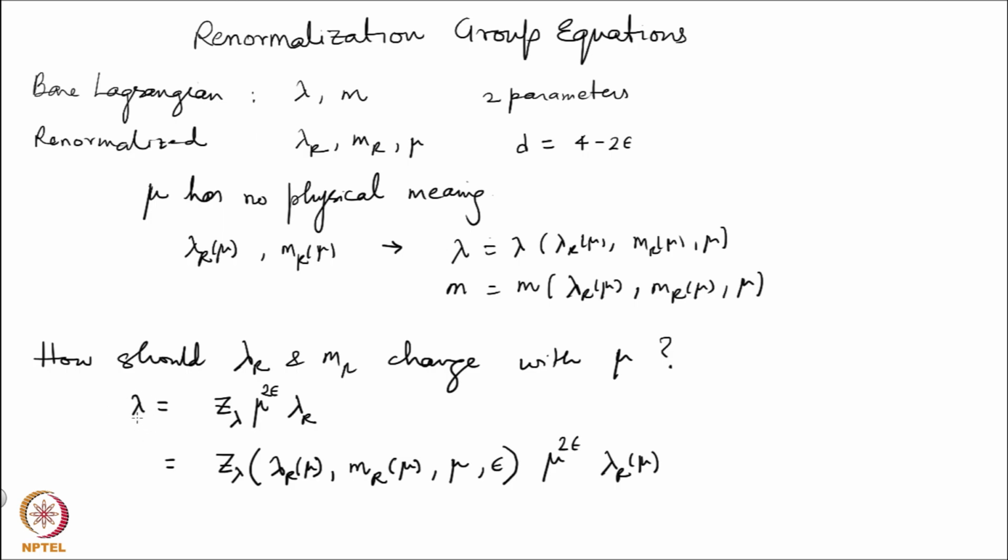Good, but see, the left hand side doesn't know about mu, the right hand side does. So if I change mu, lambda should not change. Even though individual pieces, z lambda, mu to the 2 epsilon and lambda r, individually will change, they all should change together in a manner that the dependence completely gets cancelled, because the left hand side is independent. And that is all I am going to utilize now. No great wisdom, just this much.